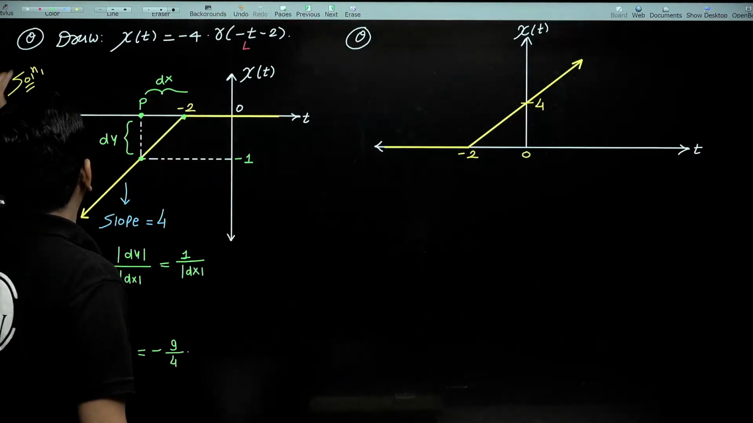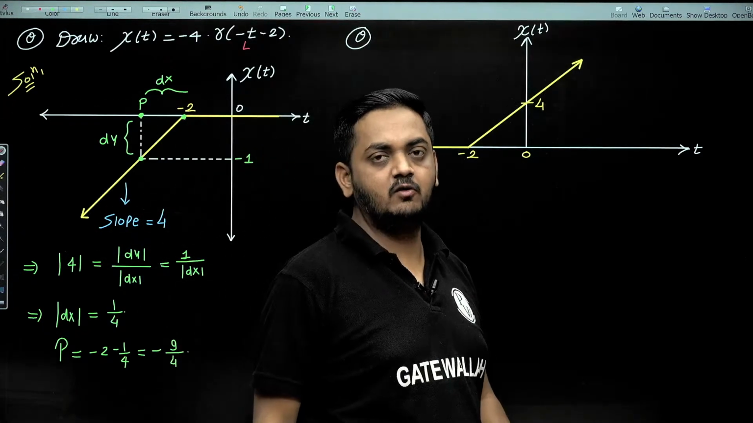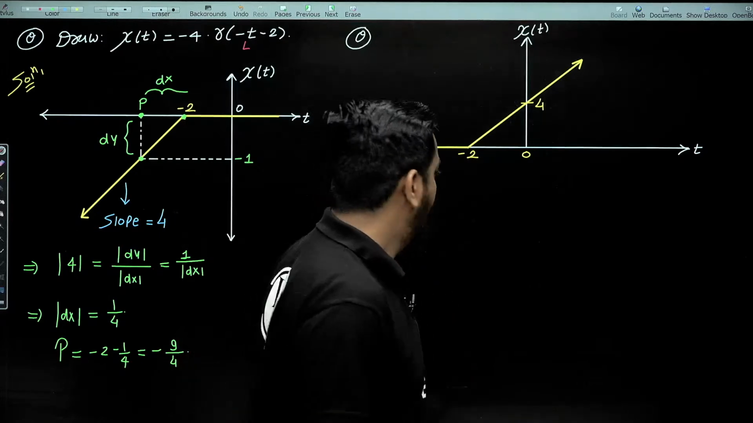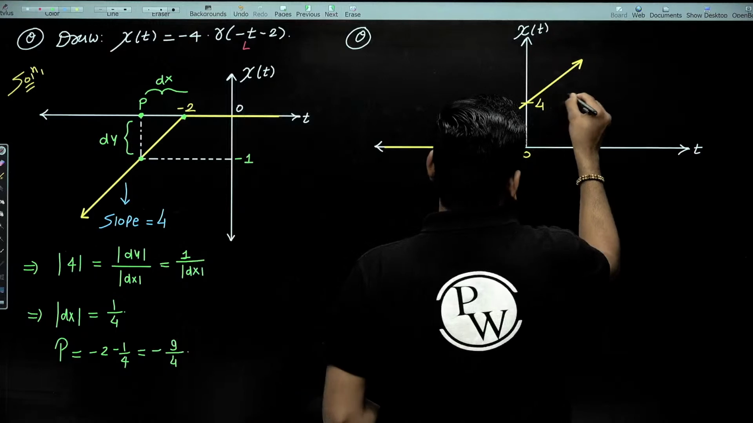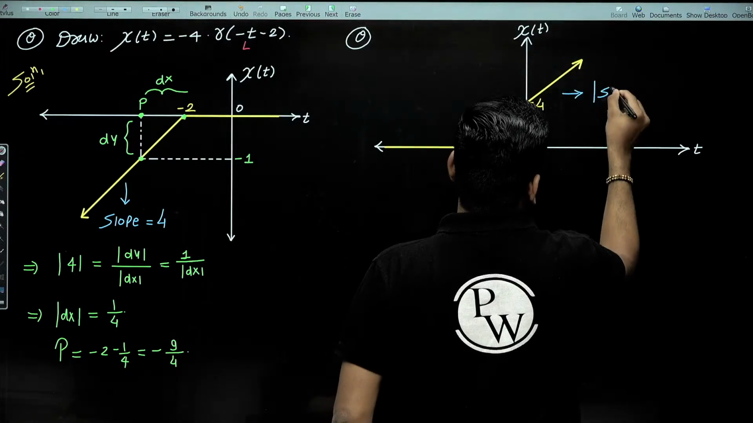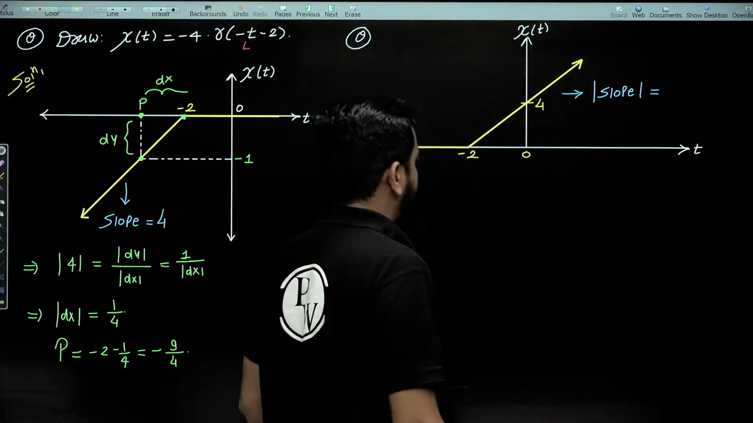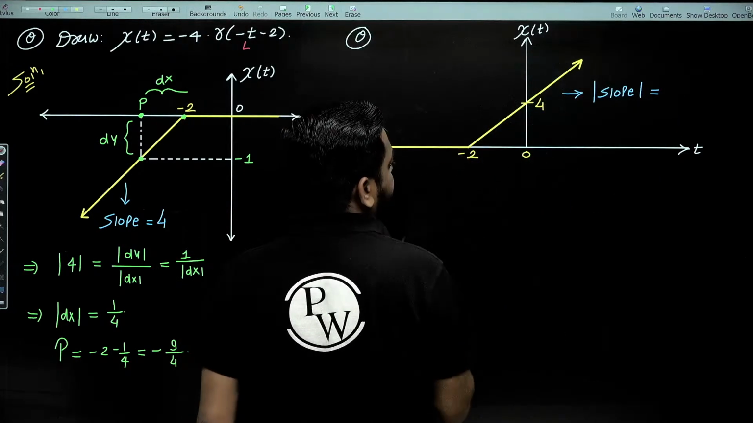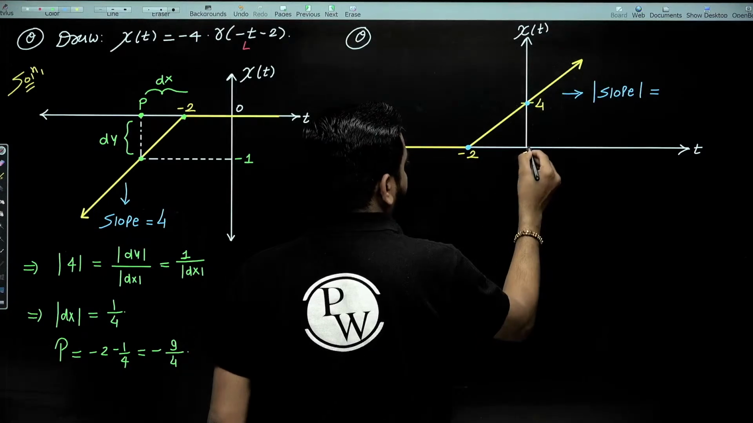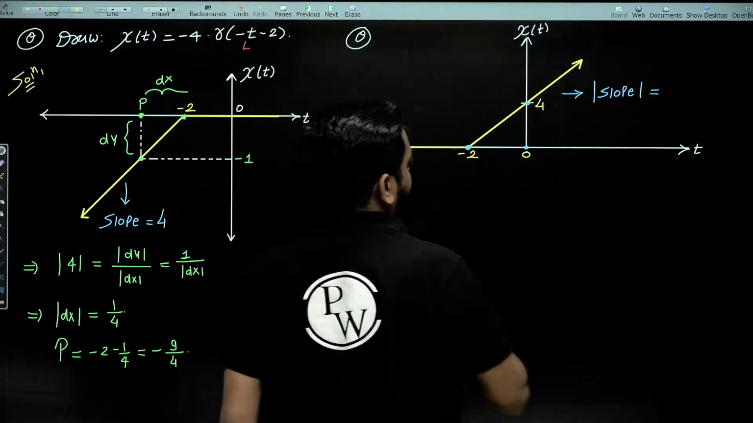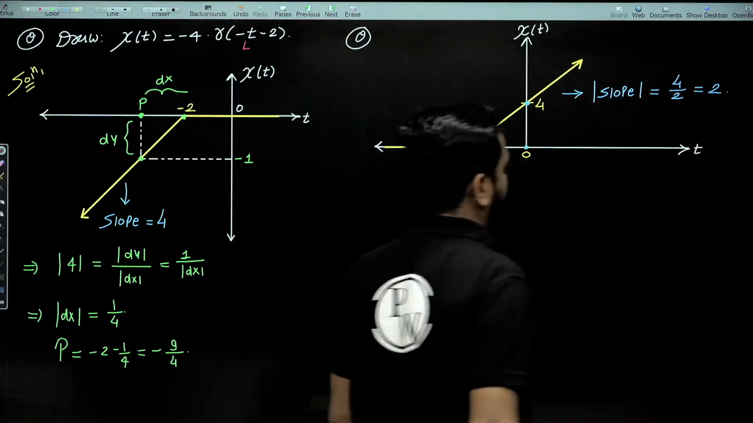So first of all we have to find the magnitude of this slope, guys. The slope is nothing but dy by dx, the magnitude of this slope. So what is the magnitude of this slope? This is dy and this is dx. So dy is 4, dx is 4 by 2. So magnitude is plus 2, guys.